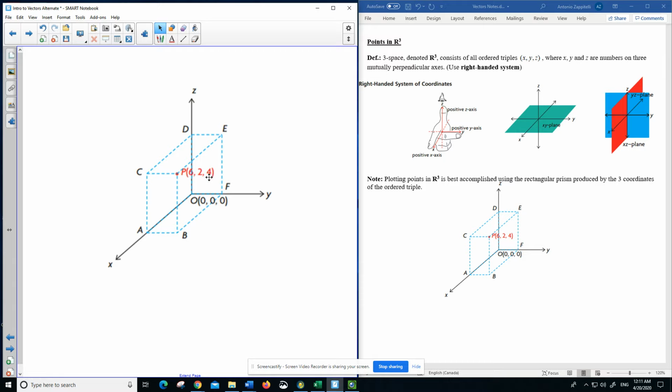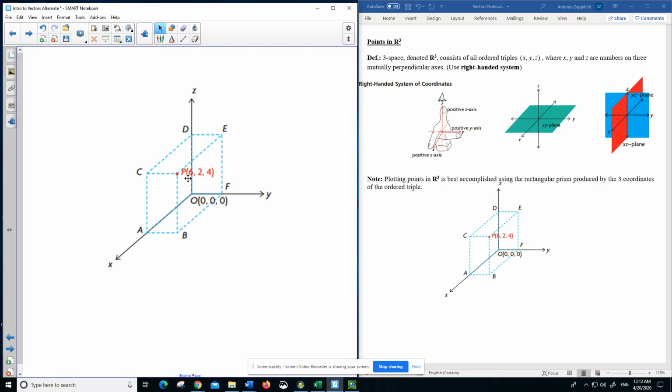This point 6, 2, 4, so again, it's an ordered triple instead of an ordered pair. So x, y, z. So what this is saying is that I'm going 6 units in the x direction, 2 units in the y direction. But look at how I'm moving. When I'm moving in the y direction, I'm moving parallel to the y-axis, like you would on a Cartesian plane. And then I'm moving 4 units up in the z direction, so parallel to the z-axis. So parallel to the axes: 6 units, 2 units, and 4 units up.